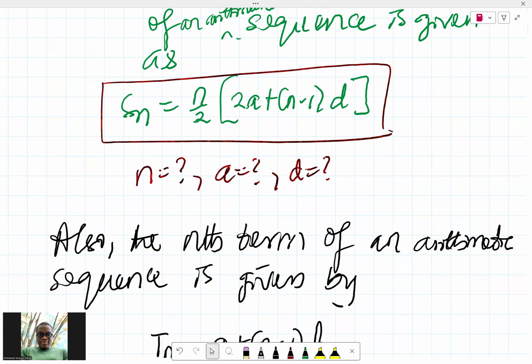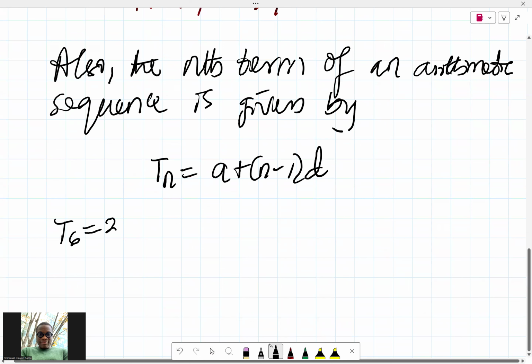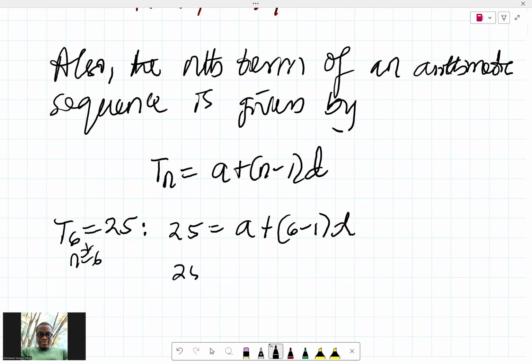And now we have the sixth term to be 25. So T6 is 25, which means we have 25 equals the first term a plus (6 minus 1) times d, because n is equal to 6. So we can simplify: 25 equals a plus 5d.